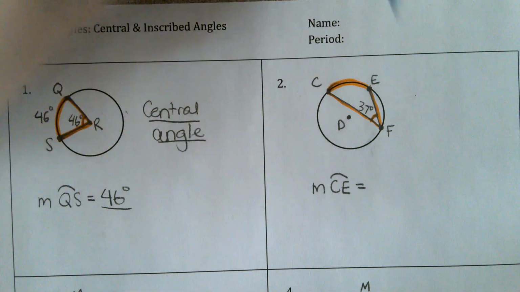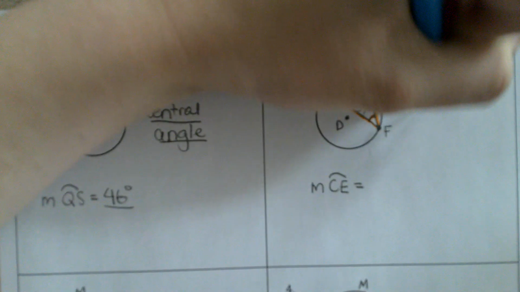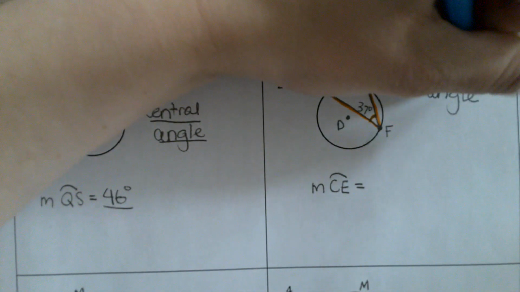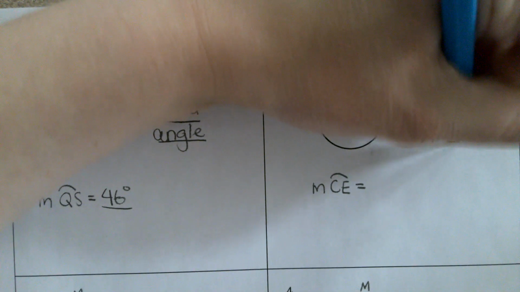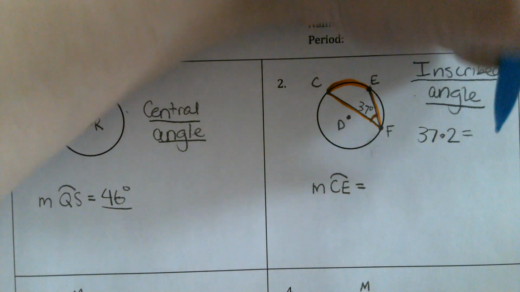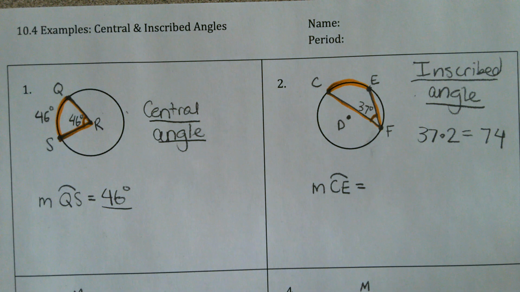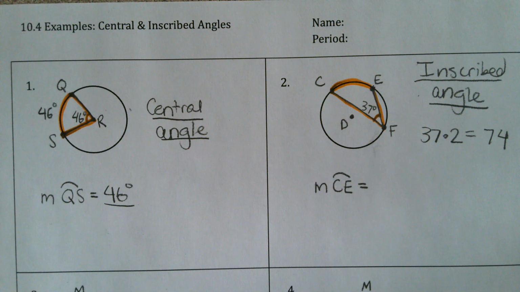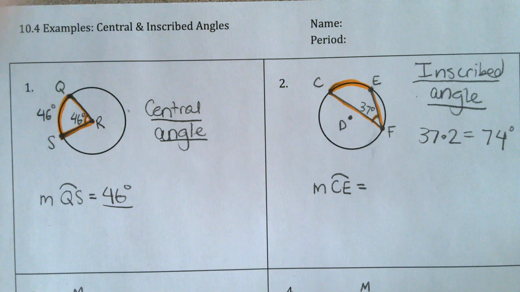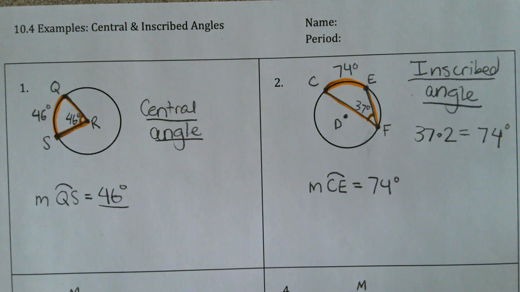Oh, hang on. Let me also label this. This is an inscribed angle. Now that we know. So then we take 37 times 2. And we get, is that 74? I believe so. Yes. 74 degrees. So our arc here is 74 degrees. So the measure of arc CE is 74 degrees, and we are done.